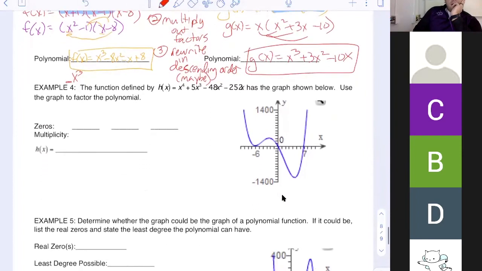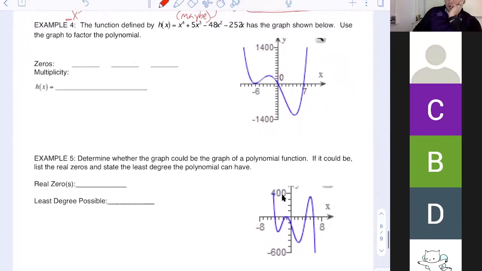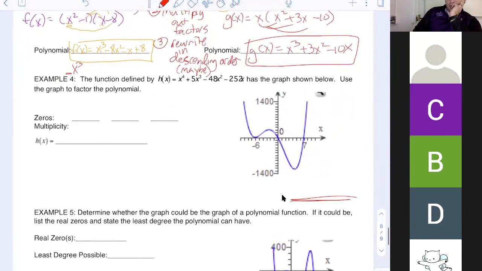All right. Last two things here. We'll do this one next class. We'll end here. We'll end with this. All right, the function defined by h of x is x to the fourth plus 5x cubed minus 48x squared minus 252x has the graph shown below. Okay, use the graph to factor the polynomial, right? So we're asking you to factor a quartic.